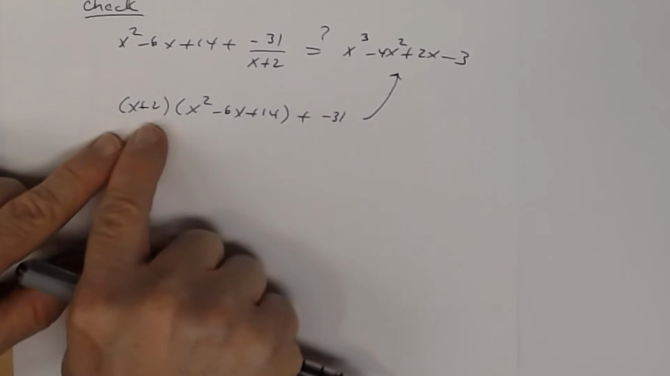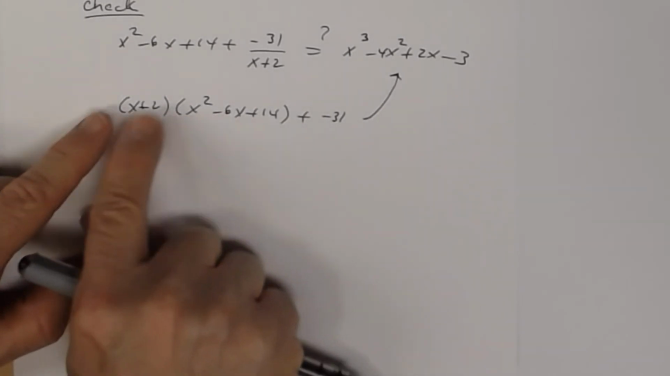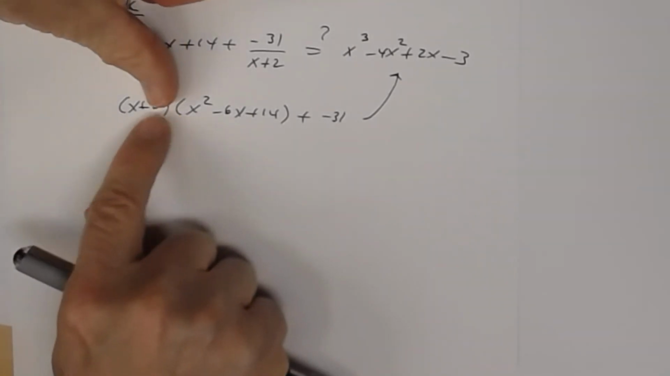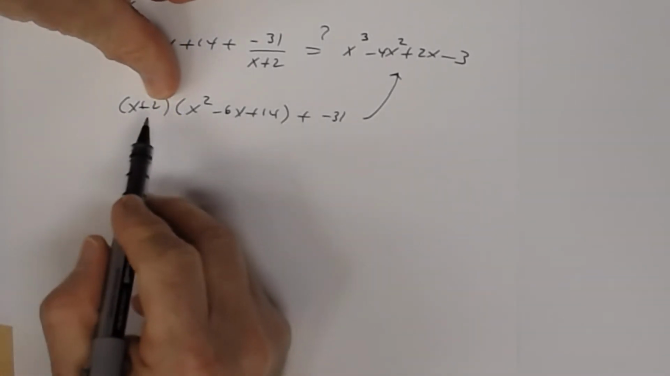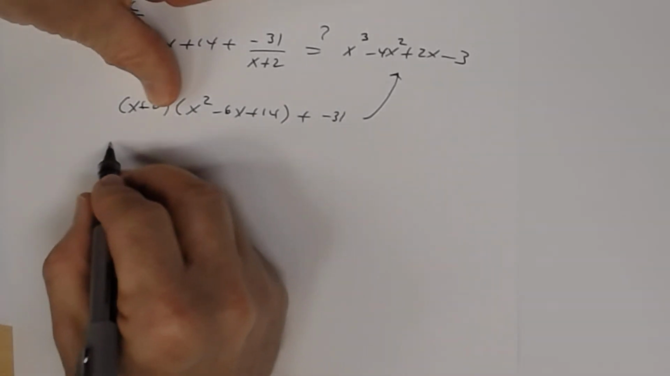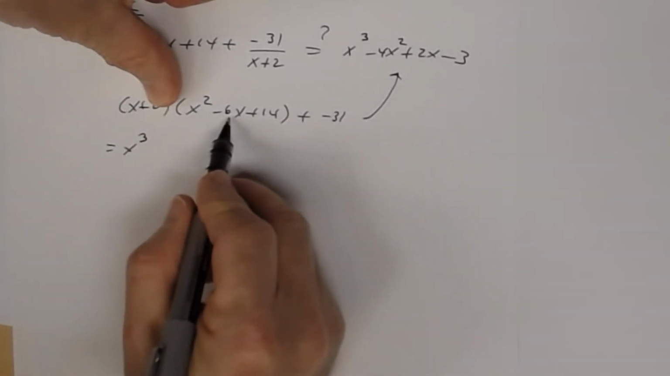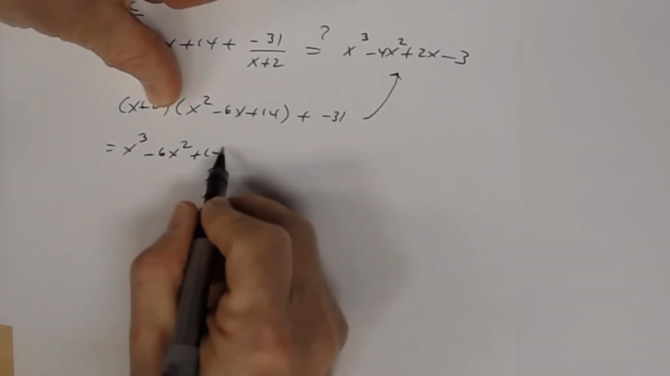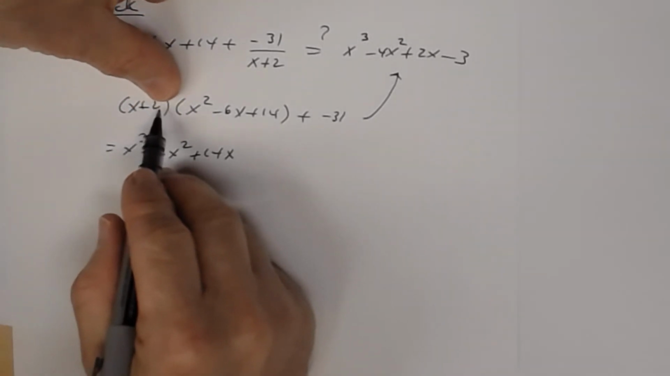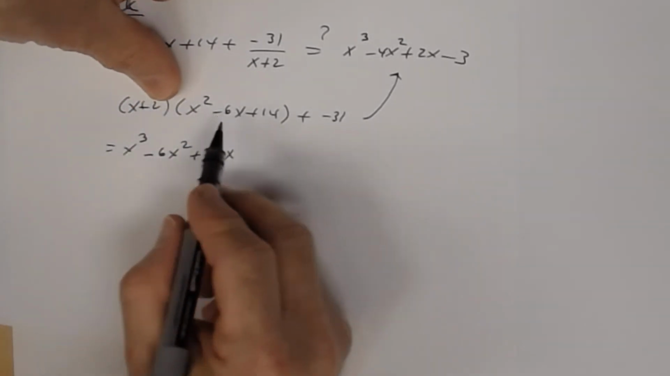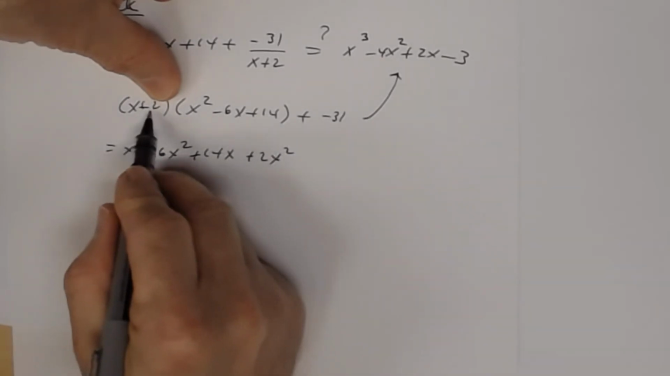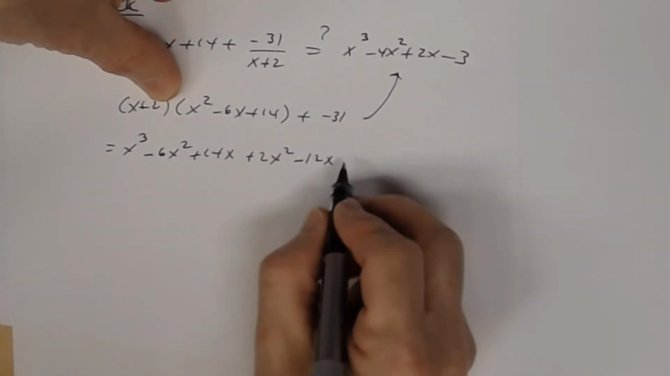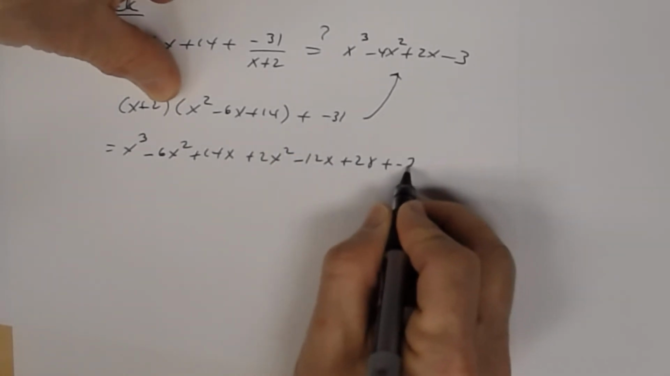Now be careful here. Notice that these are not two binomials. That's a binomial times a trinomial. So we have to use the distributive property here. Remember how to do that. You're saying x times all of this first. So x times x squared is x cubed. X times a negative 6x is a negative 6x squared. X times 14 is 14x. And then you distribute the 2. 2 times x squared is 2x squared. 2 times a negative 6x is a negative 12x. 2 times a positive 14 is a positive 28. And then you're going to add a negative 31.